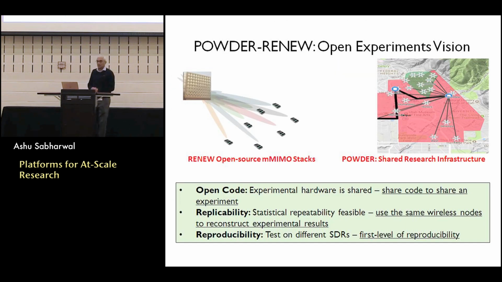So really, we can get to open code very easily. That's by design. The experimental hardware is shared. Replicability would now be straightforward. You can get the same nodes which I might have used for my experiment to get statistical replicability. And reproducibility, where I think we make the first leap towards it by providing you different hardware with the same capabilities so that you can move experiments from one place to another. So we think that's the first level of reproducibility there.